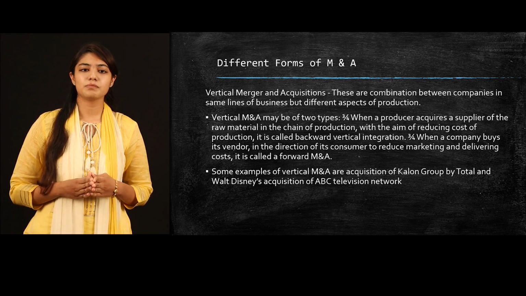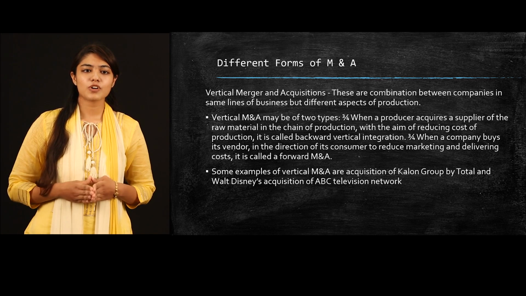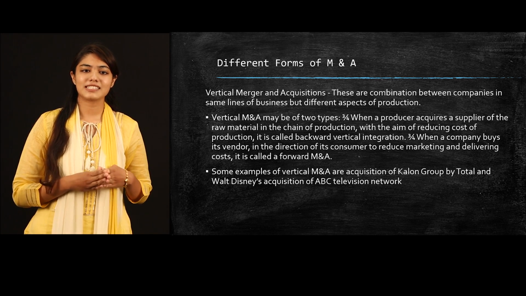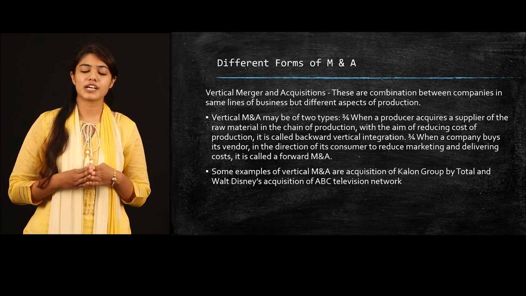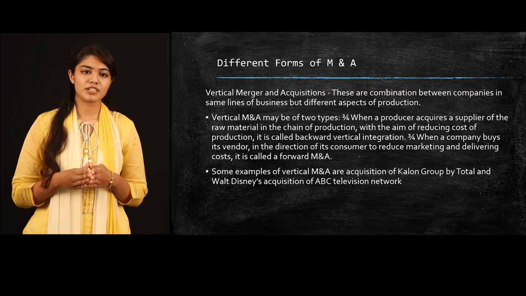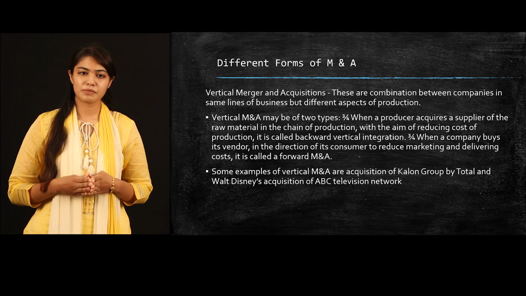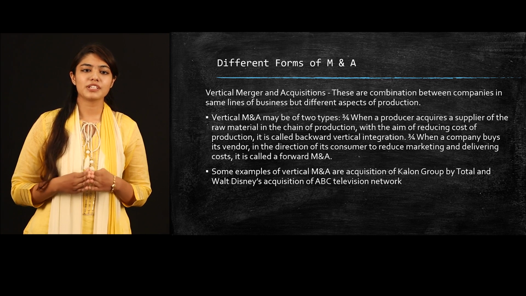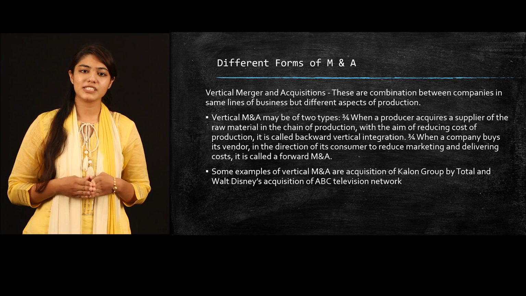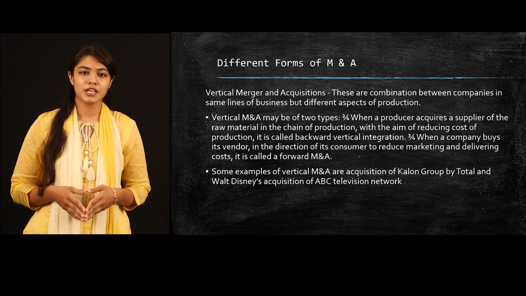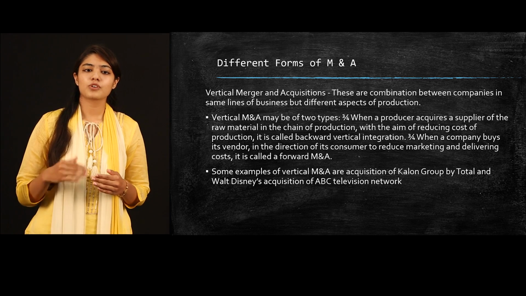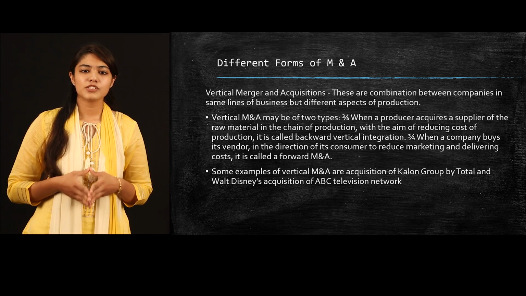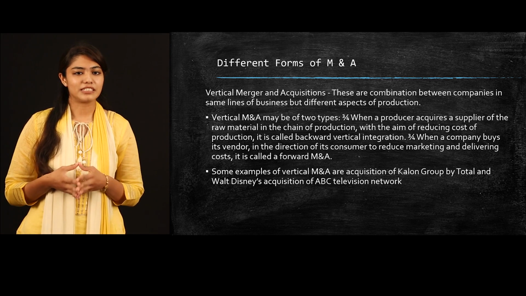Now let's see vertical merger and acquisition. These are the combination between companies in the same line of business but different aspects of production. Vertical merger and acquisition may be of two types. The first one is when a producer acquires a supplier of raw material in the chain of production with the aim to reduce cost of production. It is called backward vertical integration.